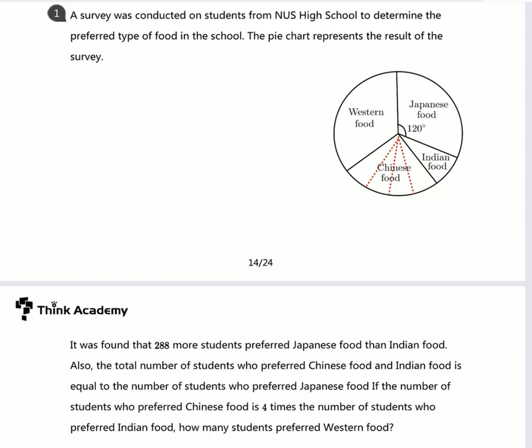Okay, and we know Chinese food plus Indian food is equal to Japanese food, and therefore Chinese food and Indian food added together is equal to 120 degrees as well on the pie chart. So first of all, we can find the degree of the Western food on the pie chart, which should be 360, the total degree of a circle, or a pie chart. So we want to use 360 take away 120, take away 120. So we will get 120 degrees. This means Western food has 120 degrees on the pie chart, which is the same as the Japanese food.